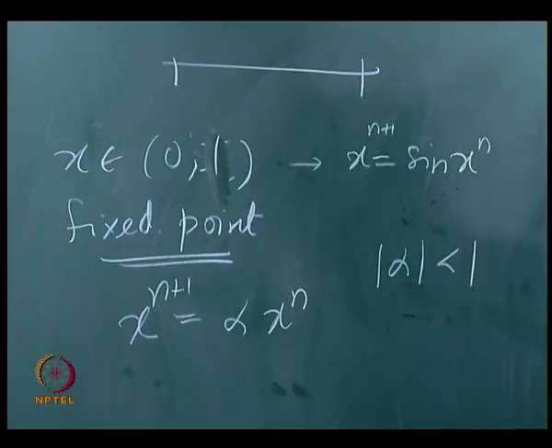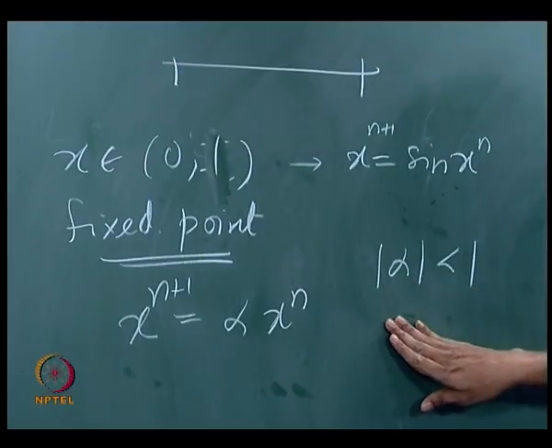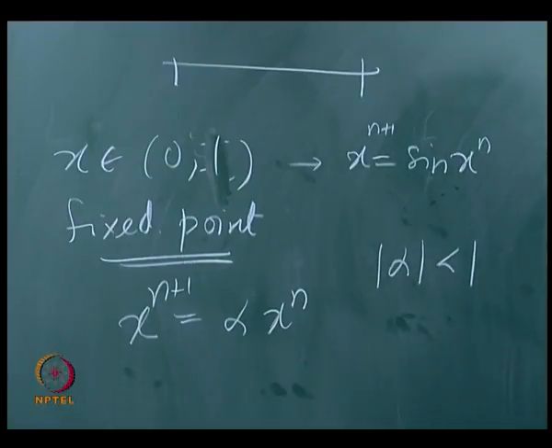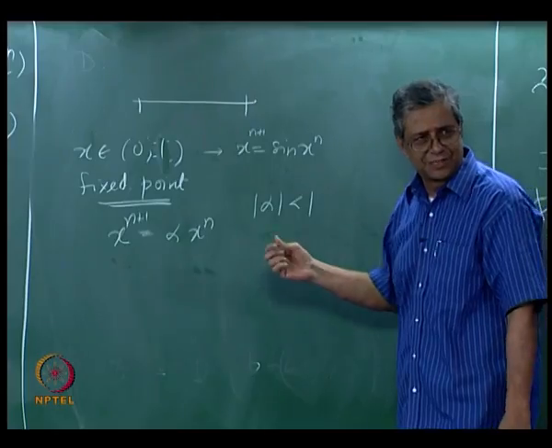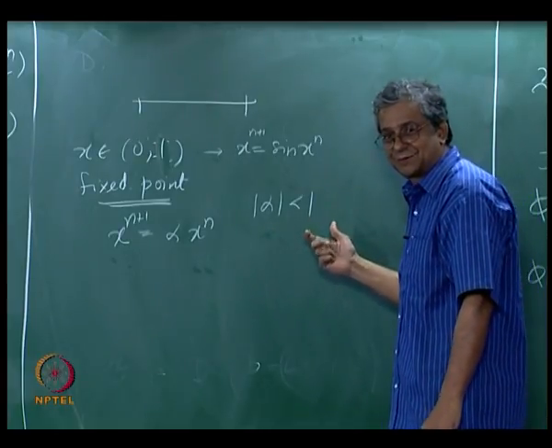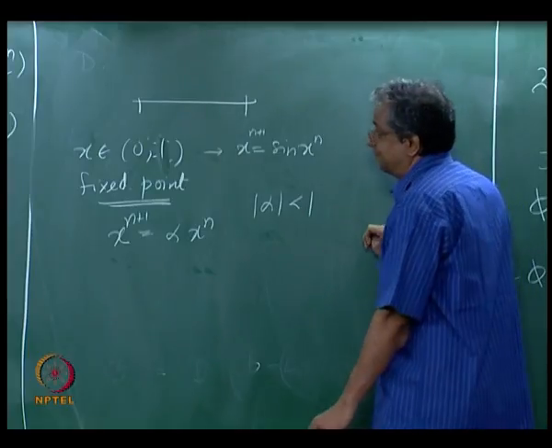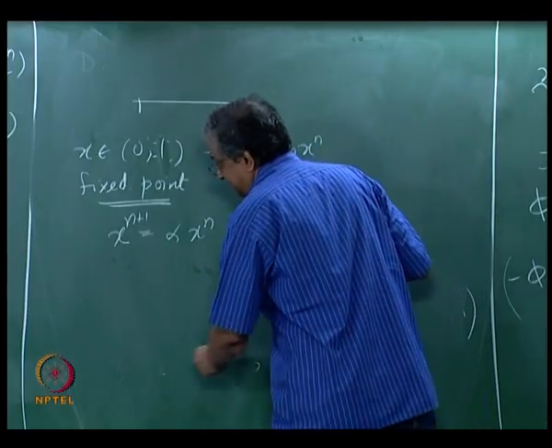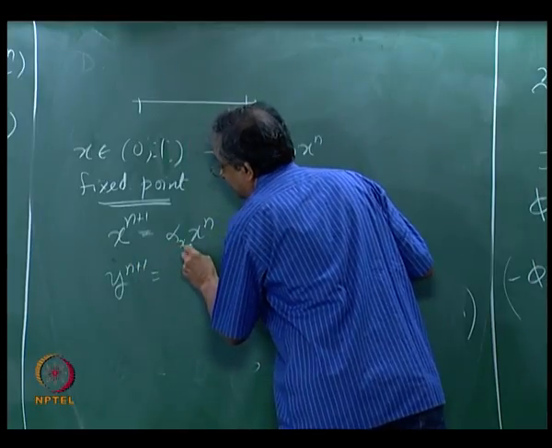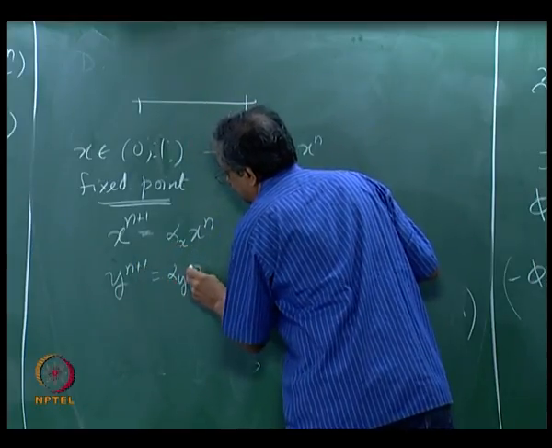We will see where this takes us. So it is possible that if mod alpha is less than 1, you will generate a sequence that converges. Okay. And basically there, in a sense, you are actually doing a ratio test. This is not the Cauchy test. Okay. What if I had a second sequence, y_{n+1} equals alpha y_n, now I will make this alpha_x, alpha_y.